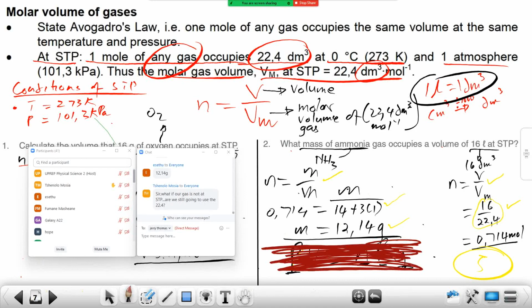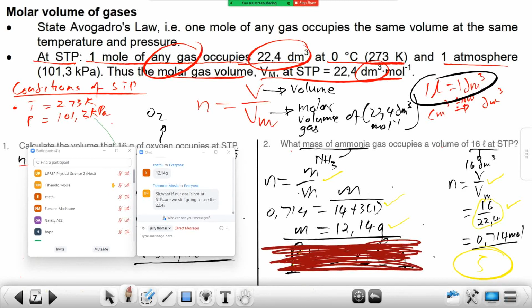Thank you. Tenolo, I see your question is, what if our gas is not at STP? Are we still going to use 22.4? No, Tenolo. If our gas is not at STP, then we are not going to use 22.4. 22.4 is only for STP. So if it's not at STP, it means a specific molar volume of a gas will be given.